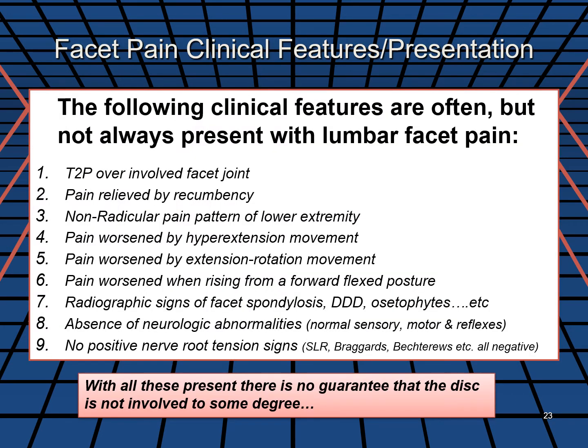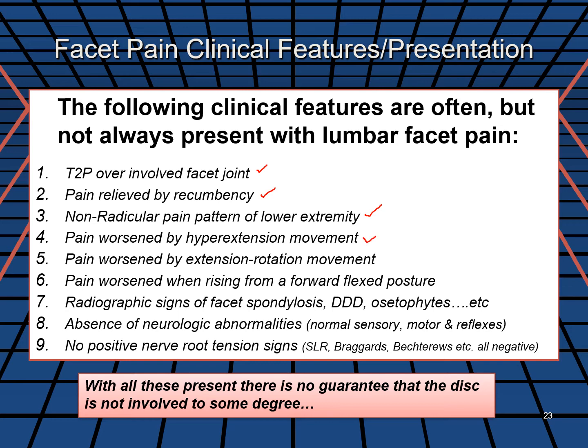All right, so these are some clinical features that may be present with lumbar facet pain. Tenderness to palpation of the facet joint, T2P, a little abbreviation for tenderness to palpation. Pain relieved by recumbency, which gets the weight off the facet. A non-radicular, non-dermatomal pain pattern into the lower extremity. Of course, extension movement is going to worsen it.